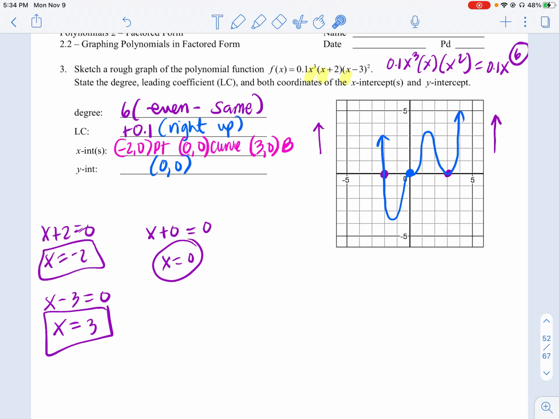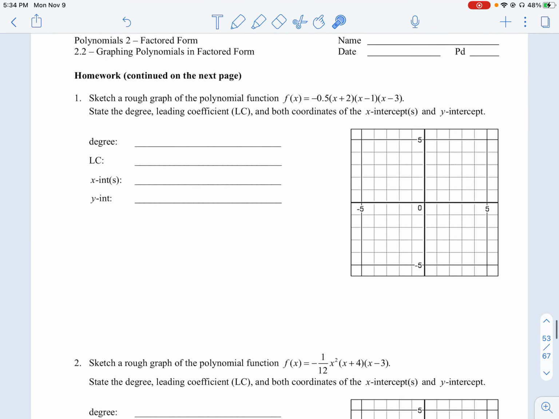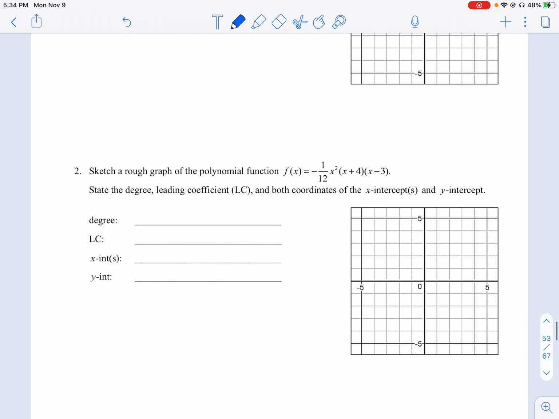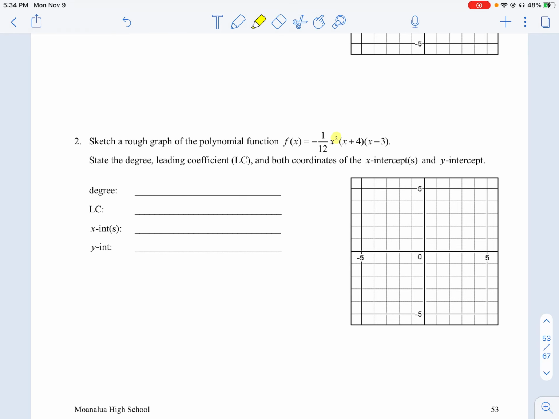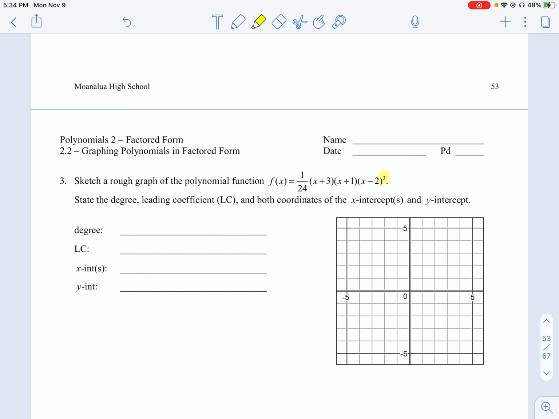I'm hoping that this is not too confusing. If you have any questions, please let me know. You can do the rest of the problem. So here it's repeated once, once, and once. Oh, it's not repeated. This one is repeated twice, so there's a bouncing behavior going on. And this one is repeated thrice, so there's a curve behavior going on in there.